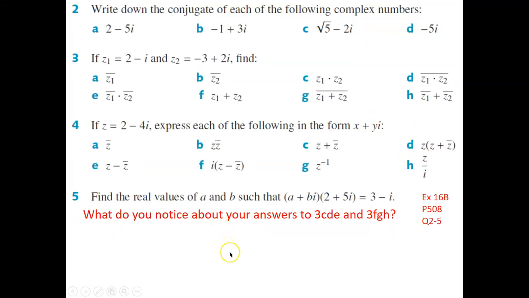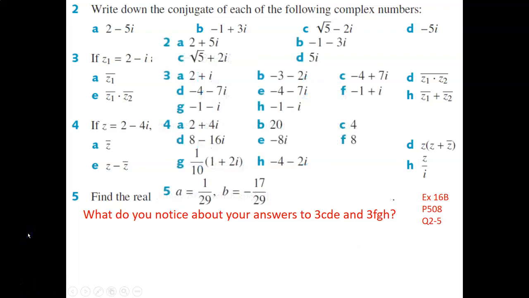So pause the video now while you have a go at questions 2 to 5, and make sure you consider this question here when you finish question 3. And here are your answers to these questions.